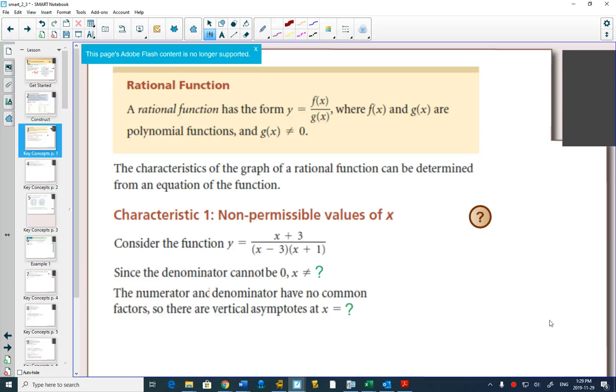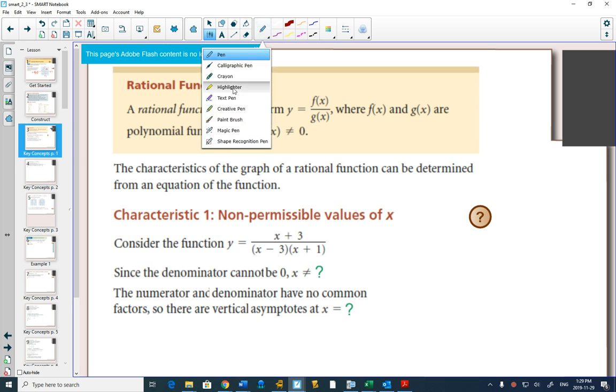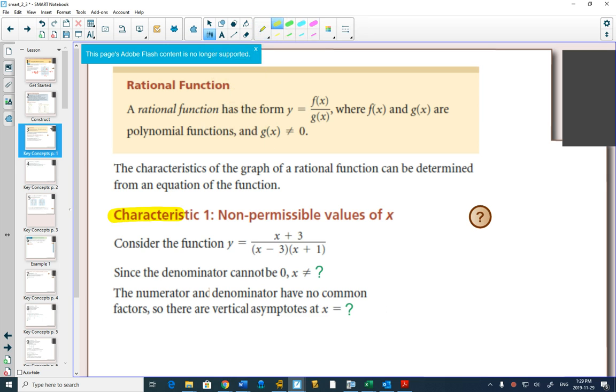Your textbook has the definition of a rational function, where you have a polynomial function in your numerator and a polynomial function in your denominator. And now we're going to look at the characteristics to help us graph. The first thing we're always going to do, as a preliminary, is factor.